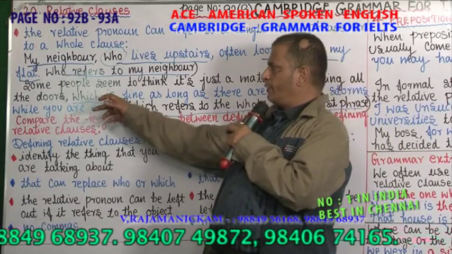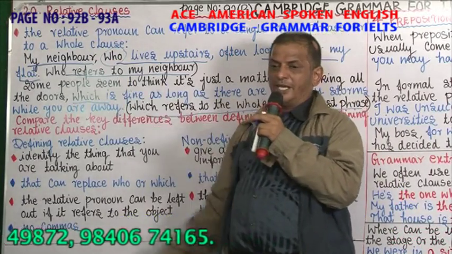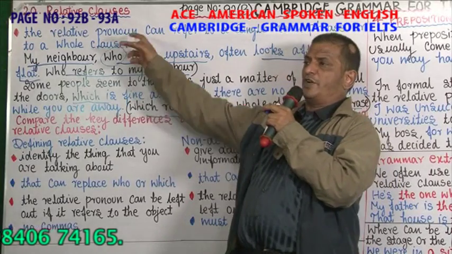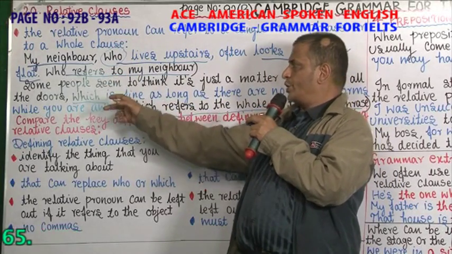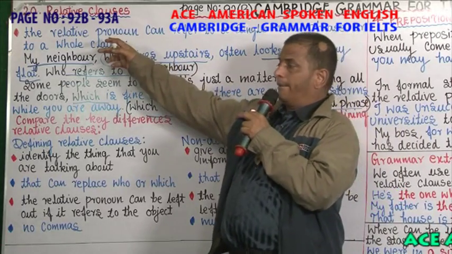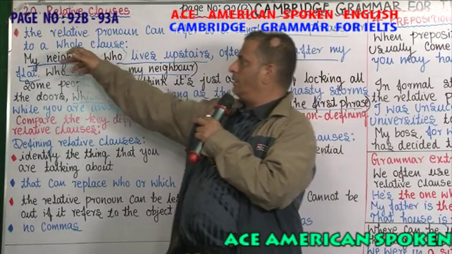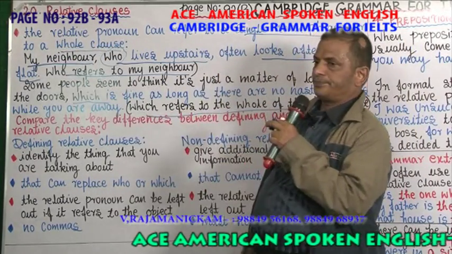So this which stands for what? The earlier sentence. Here who stands for what? My neighbor. So who stands for a noun or noun phrase. Here which stands for the whole sentence. So the relative pronoun may refer to a single noun phrase or to the whole clause.